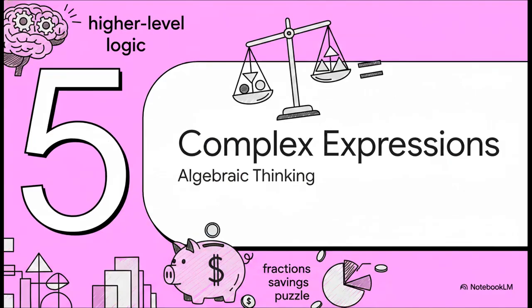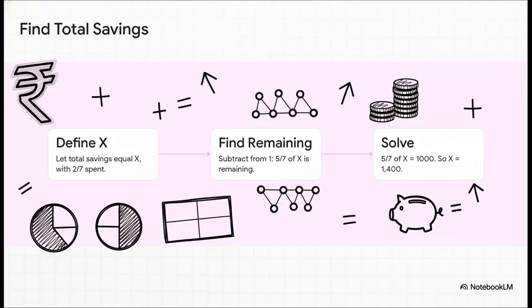Which brings us to our final section, Part 5, Simplifying Complex Expressions. Let's level up slightly and see how this builds into some higher-level logic. We're going to apply some basic algebraic thinking to solve another super common fraction puzzle, this time about savings. Okay, so in this scenario, we're told a guy spends 2/7 of his savings and he still has 1,000 rupees left. We need to figure out what his total original savings were. Now, we don't know the total, so we're going to translate this English sentence into math by letting that unknown total just equal x. Makes sense, right?